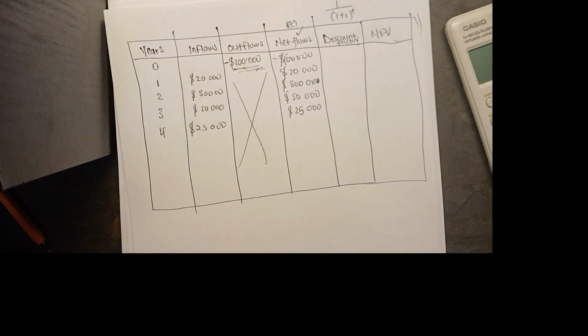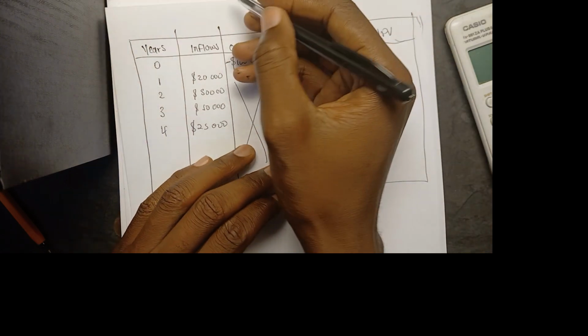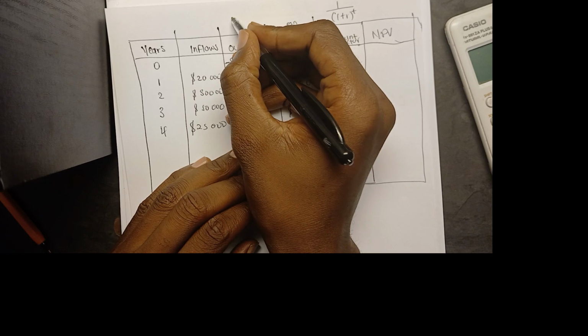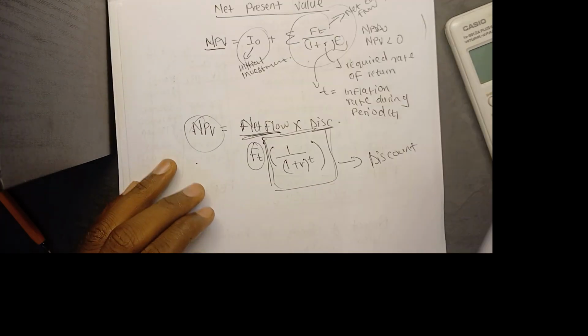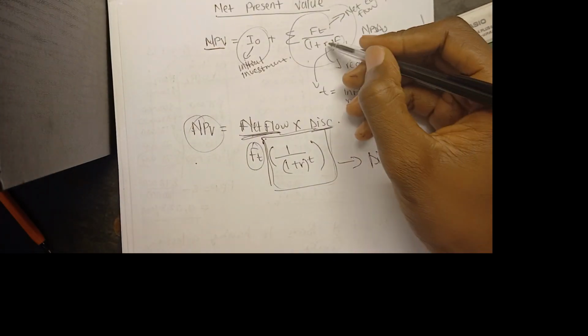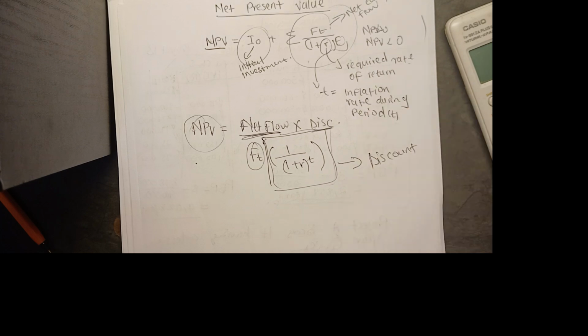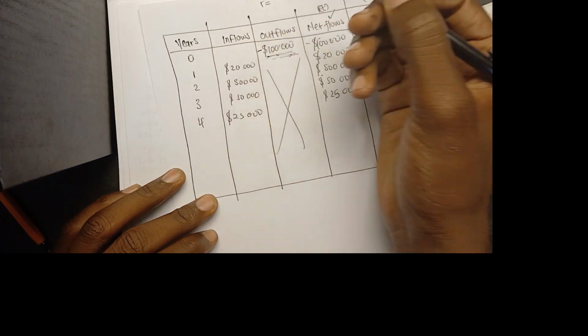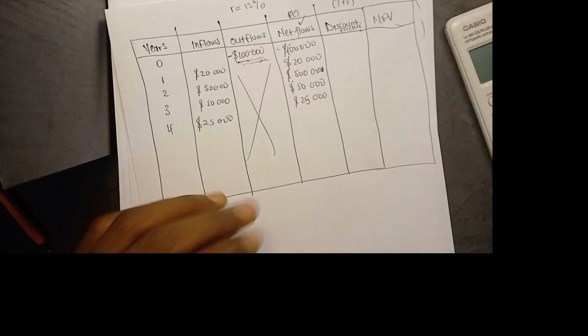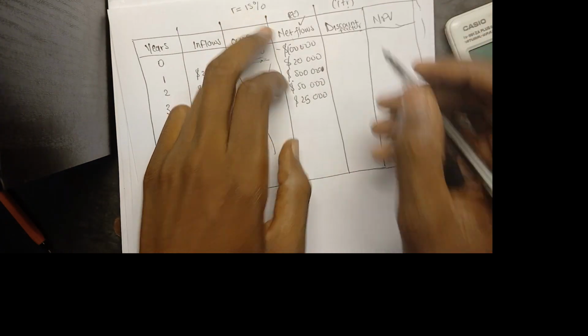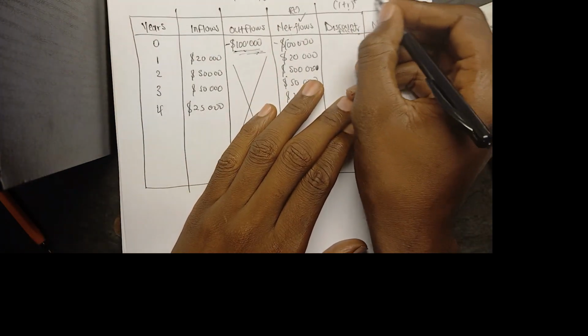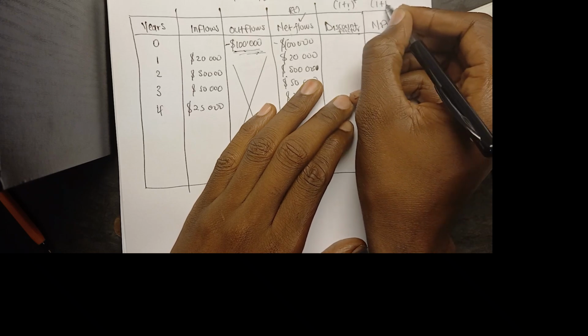I forgot, the question didn't give us the rate. So let us just say required rate of return. So let us say the required rate of return is 15%, right? So that's what we are given. That means this is the percentage that we're going to use here, right? So we're going to say 1 over 1 plus 15%.